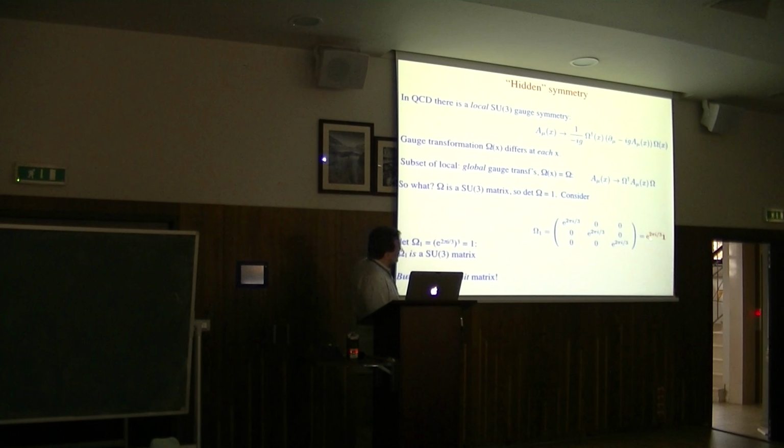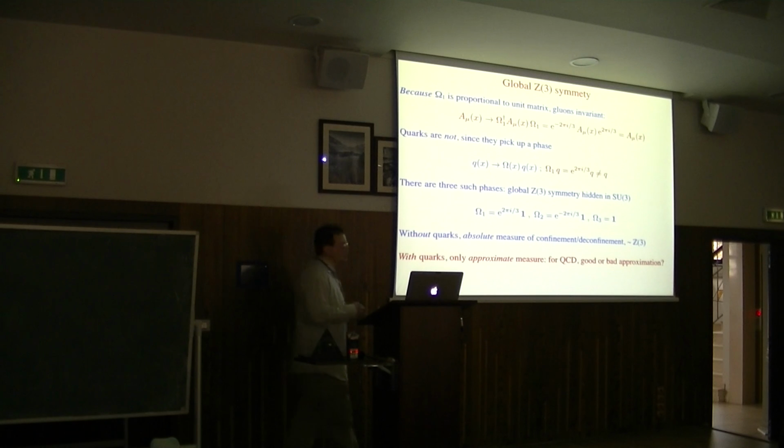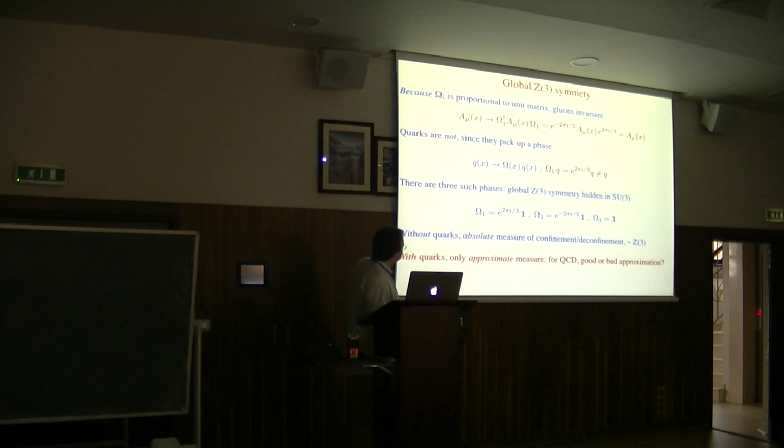Well, the point is that it's this third root of unity times the unit matrix. And this is what's so important in what enters. Because omega, this gauge transformation, which I'll now denote as omega 1, is proportional to the unit matrix, think of how the gauge potential transforms. Well, on the left-hand side, I get e to the minus 2 pi i over 3. On the right-hand side, I get e to the 2 pi i over 3. But it's proportional to the unit matrix, so this whole thing is invariant.